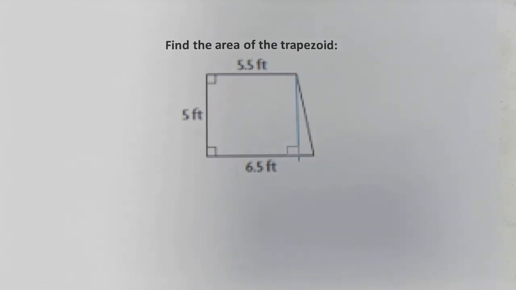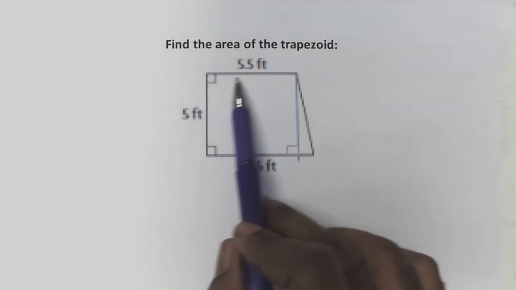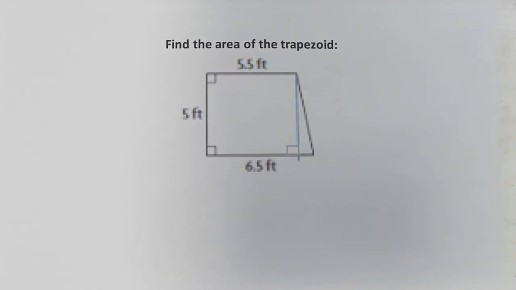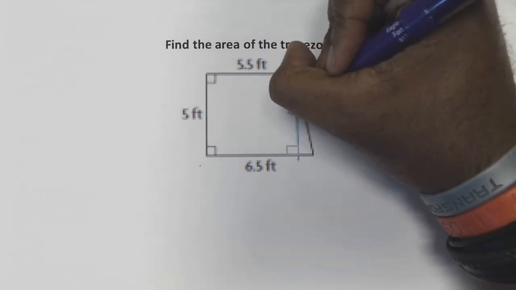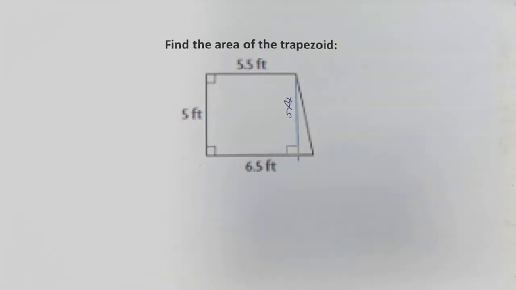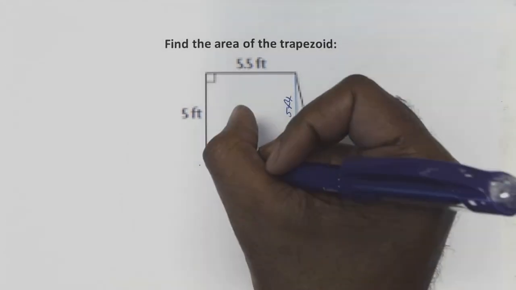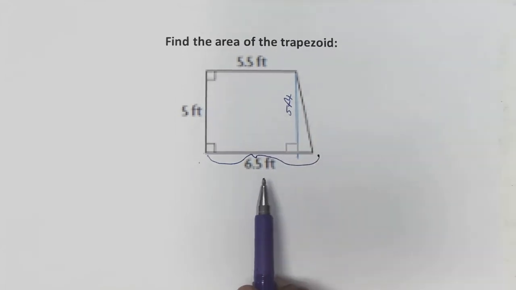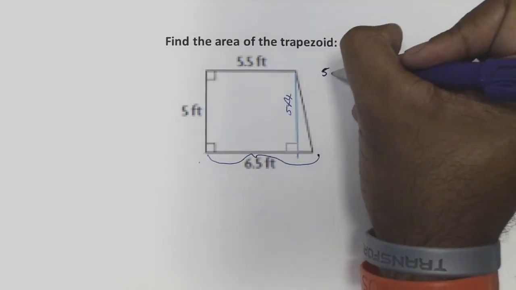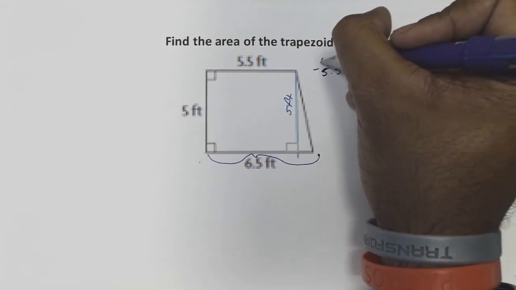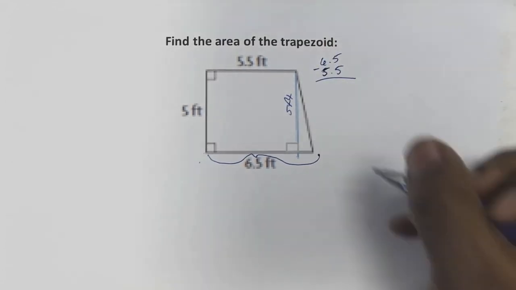All right, so the trapezoid decomposes into a rectangle and a triangle. The rectangle dimension is 5 feet and 5.5 feet. The triangle has a height of 5 feet. So I'm just going to write this over here because we know that these are parallel to each other. And so to find the base of that, I know that this whole thing is 6.5 feet. So I can subtract 5.5 from 6.5 to give me the base of 1 foot.